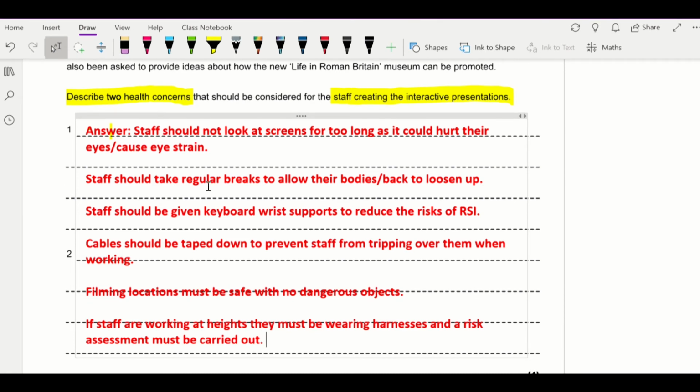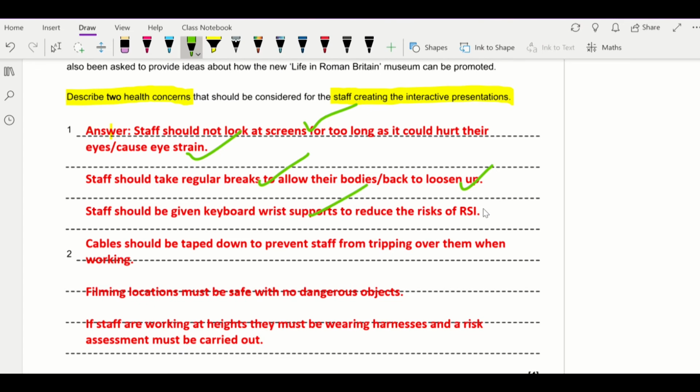Okay, so it's fairly straightforward. So you get 1 mark for talking about the risk, and then how the effect that might have on them. So staff take regular breaks and then allow their bodies to loosen up is 2 marks. Staff should be given keyboard supports to reduce the risks of RSI.